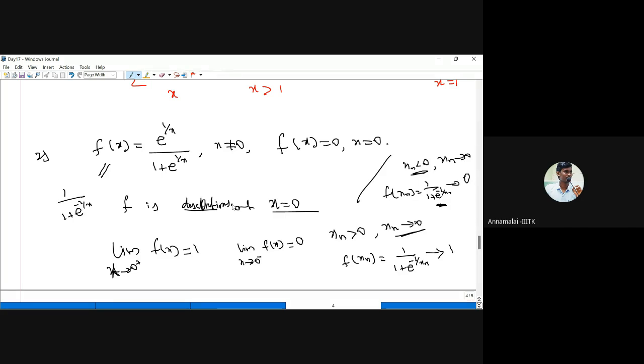There are so many examples like this. You have to work with the same thing. Now we move to another topic. So far, any doubt?